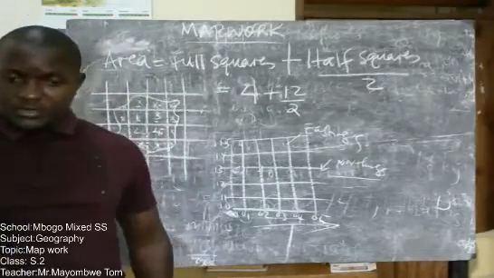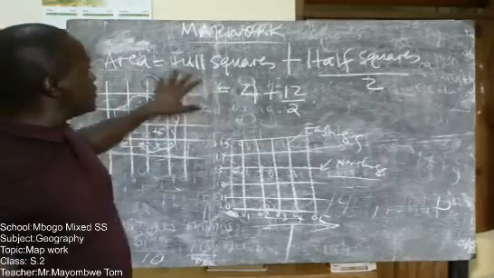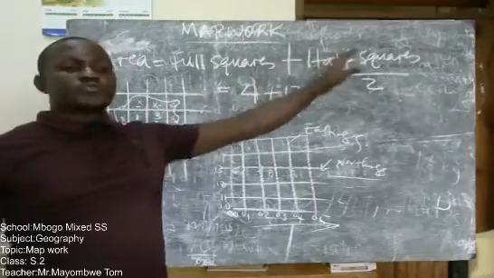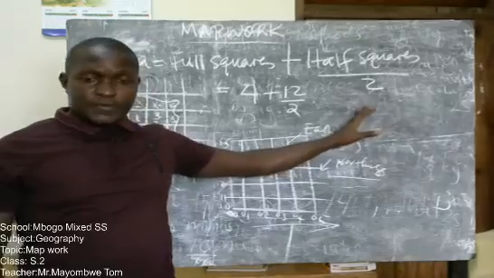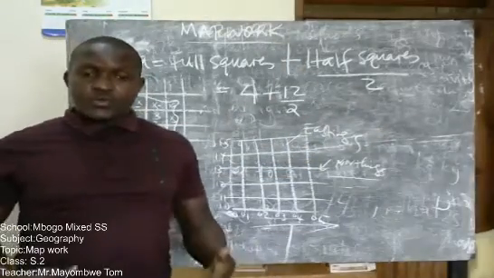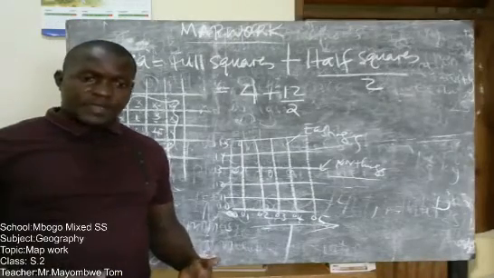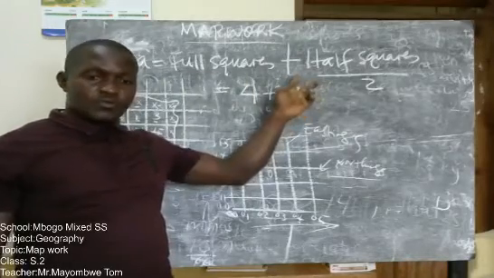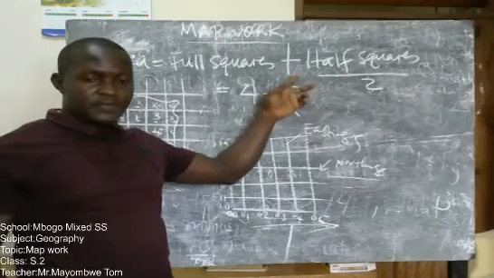For questions to do with calculations, you must know the formula. The formula for calculating the area is full squares plus half squares divided by 2. We divide the half squares by 2 in order to make them full squares. Some of you have a tendency of even dividing the full squares. No. When you divide the full squares by 2, you will make them half squares.